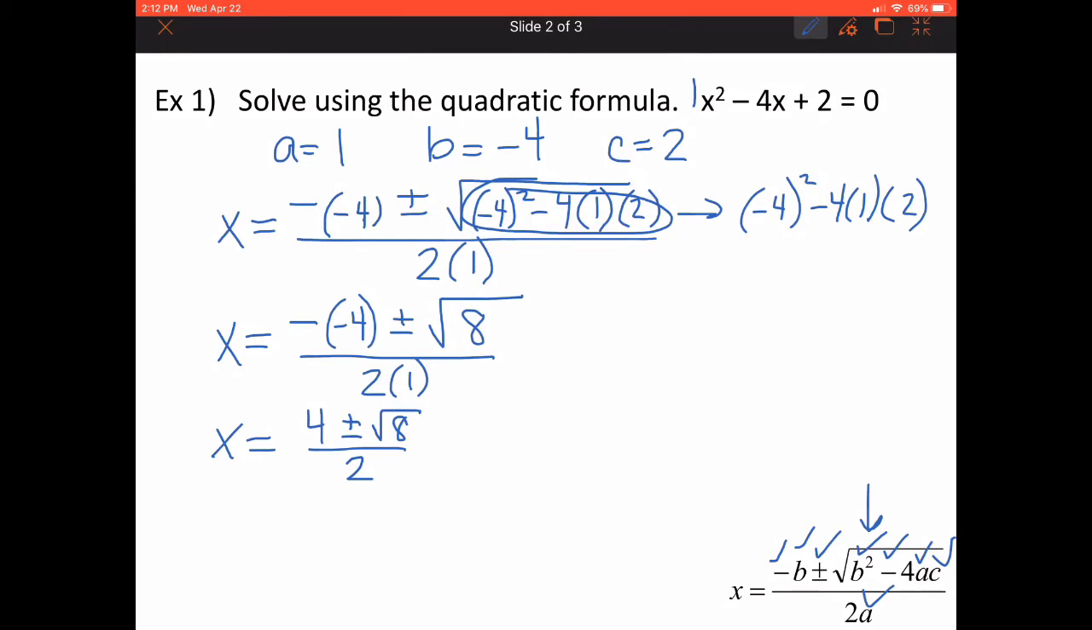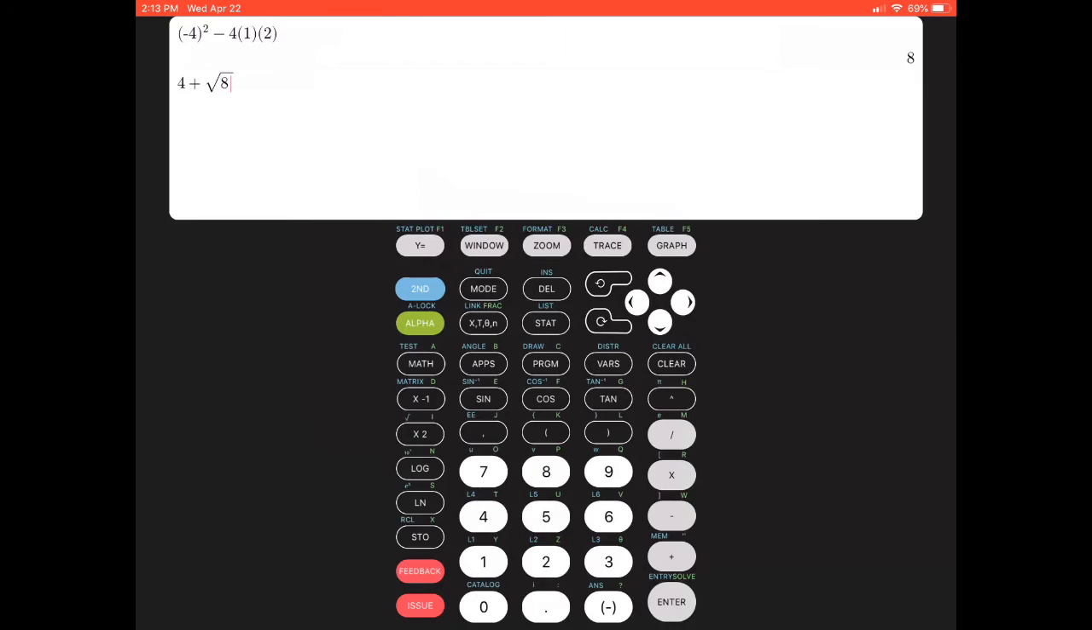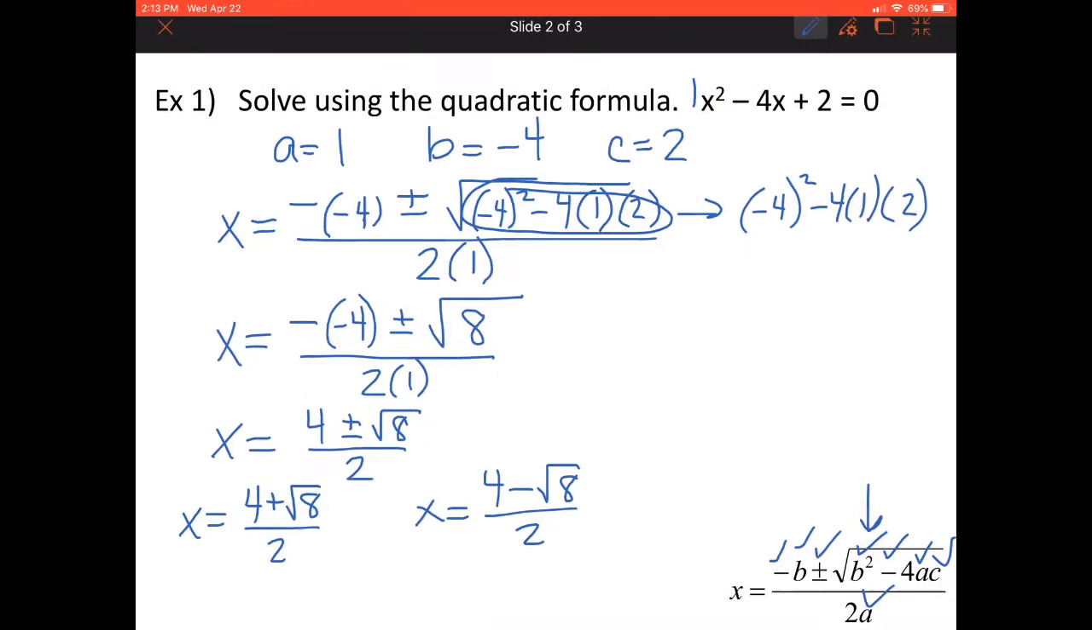Now this is where I split it up. So I get 4 plus square root of 8, and then divide that by 2. And my other answer, x equals 4 minus square root of 8, and divide that by 2. Okay, so I'm going to do each of those in the calculator. Don't forget, when we do the numerator, 4 plus square root of 8 or 4 minus square root of 8, make sure you hit enter before you divide by 2. So 4 plus square root of 8, and then divide by 2 after you hit enter. So my first answer is 3.41.